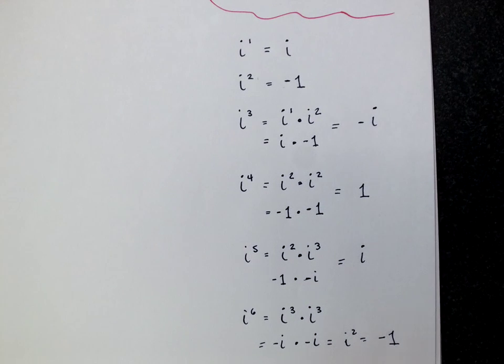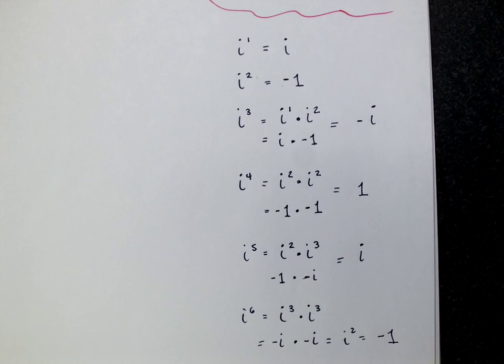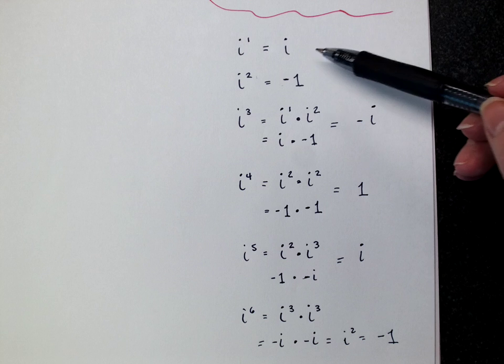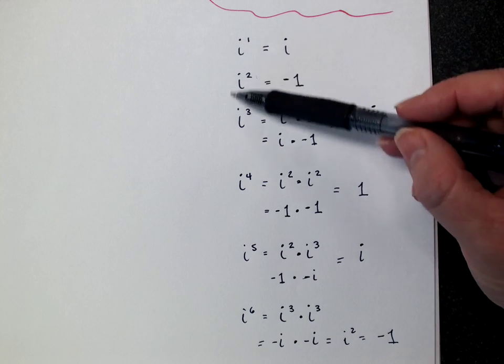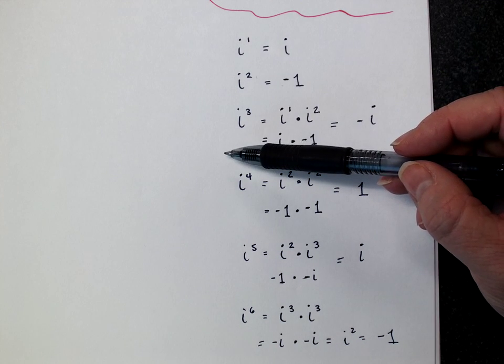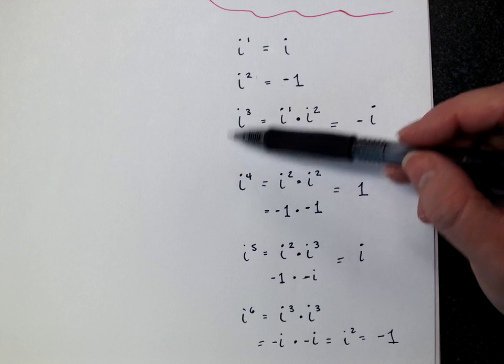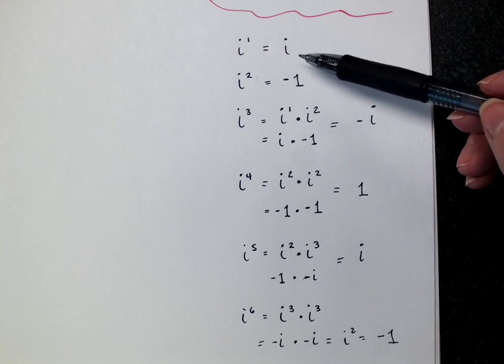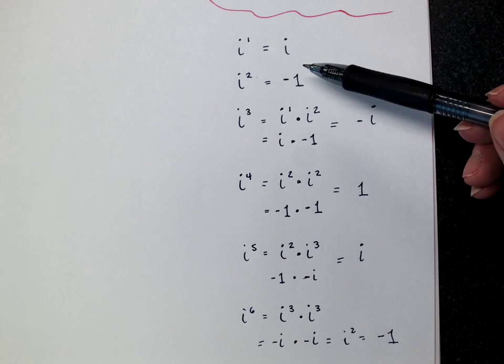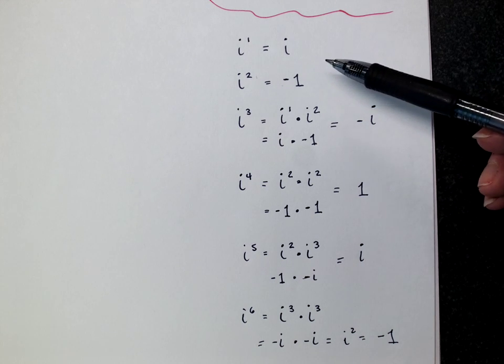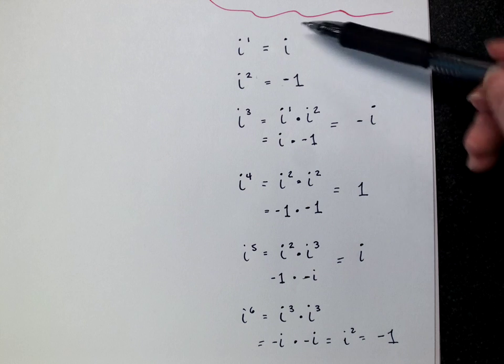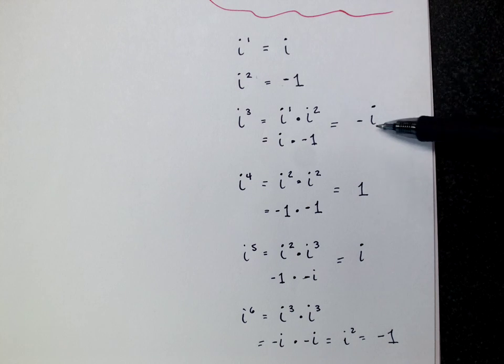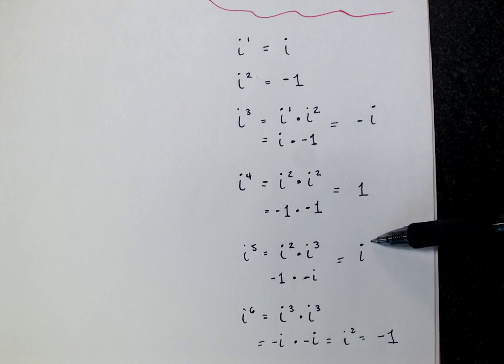Now, if you keep going, i to the 7th, i to the 8th, i to the 9th, i to the 10th, you're going to see a pattern. There's 4 possibilities, unless you have coefficients in front of any of these. And you may see examples like that, but if you're just looking at the pure powers, no coefficients, no other numbers involved, then the only possible answers are i, or 1, or -i, or -1. i, -1, -i, +1. i, -1, -i, +1. You're going to see that pattern repeat.